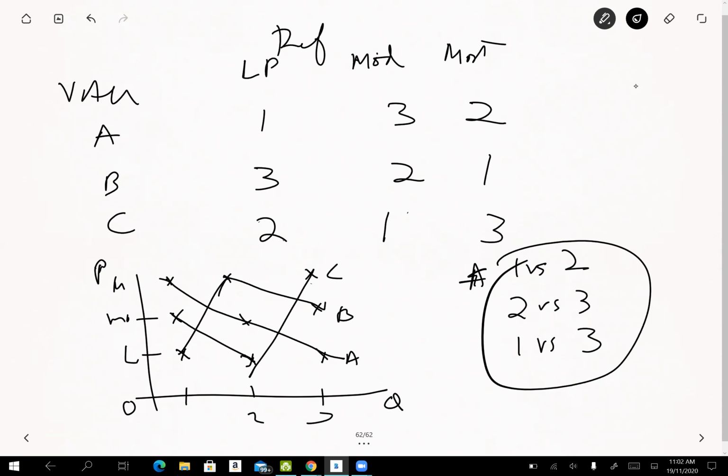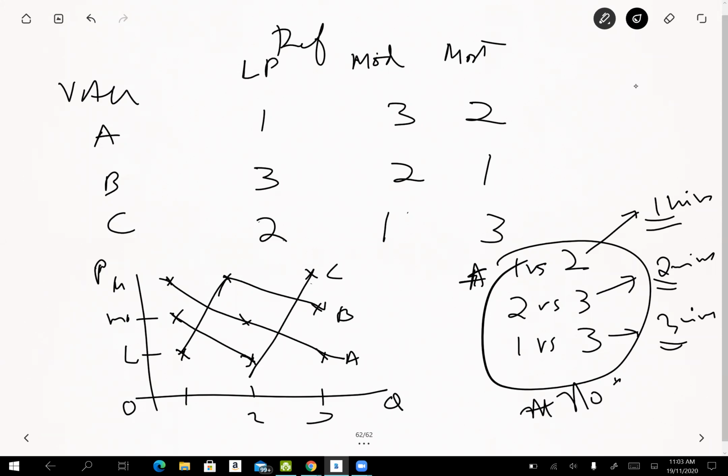Okay, you got it? Now, 1 versus 2. Which one will win the election? 1. Okay, 1 wins. 2 against 3? 2. And 1 against 3? 3. You see here, there is no clear winner. 1 versus 2, 1 wins. 2 versus 3, 2 wins. And 1 against 3, 3 wins. So you've got no clear winner. That is an inconsistent outcome.